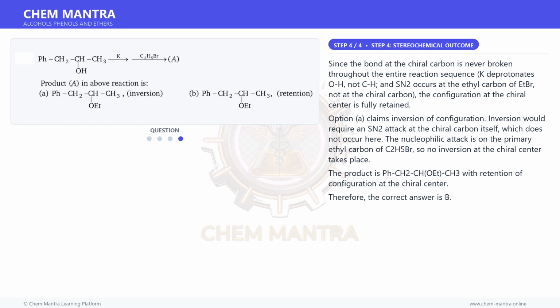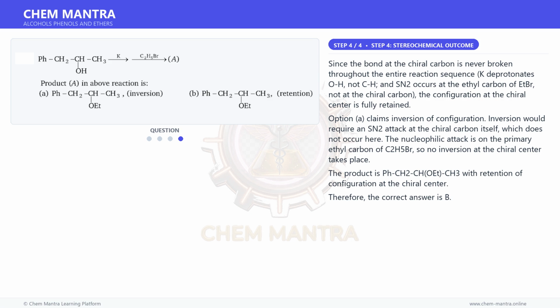And for the final step, since the bond at the chiral carbon is never broken throughout the entire reaction sequence, K deprotonates OH, not CH, and SN2 occurs at the ethyl carbon of EtBr, not at the chiral carbon, the configuration at the chiral center is fully retained.